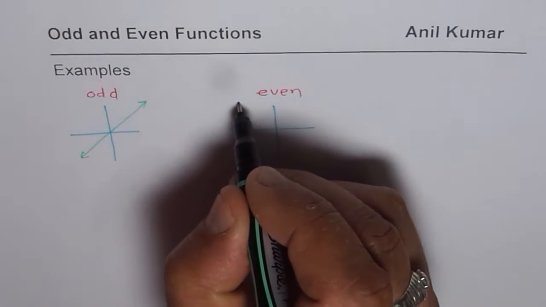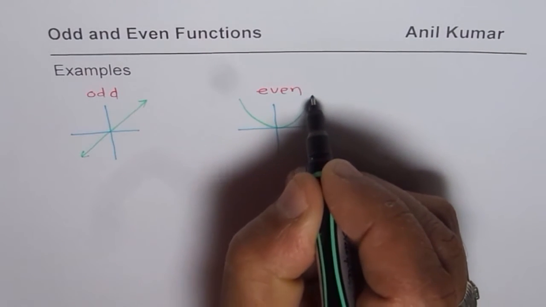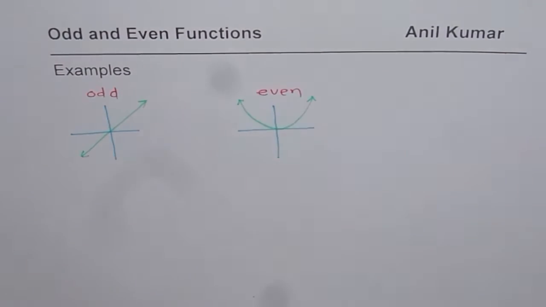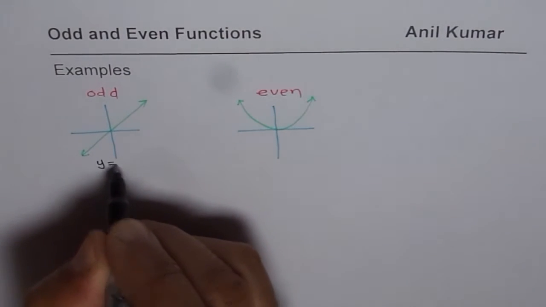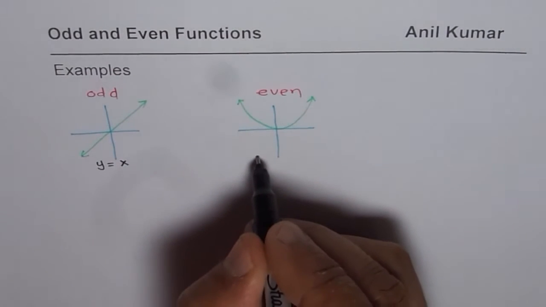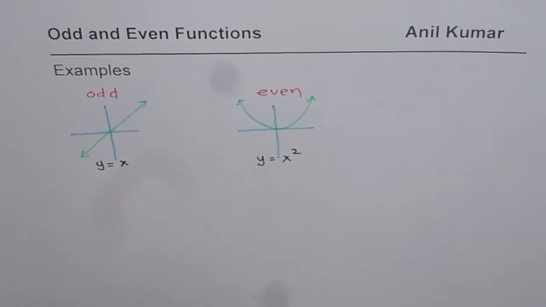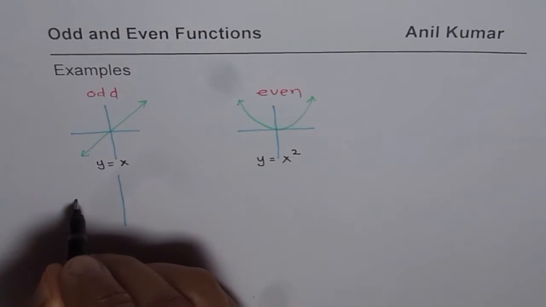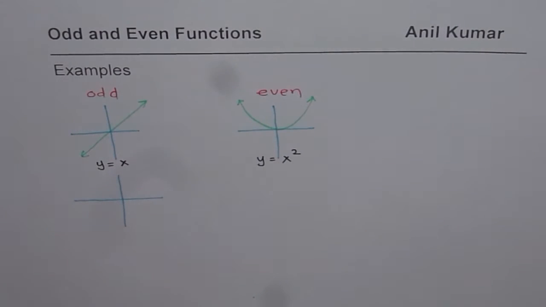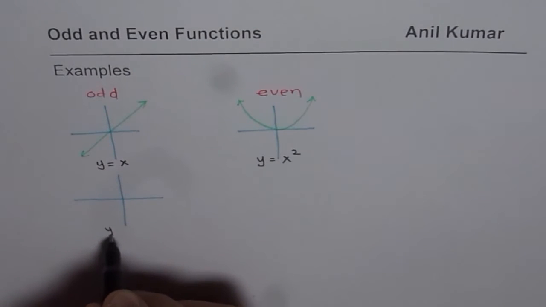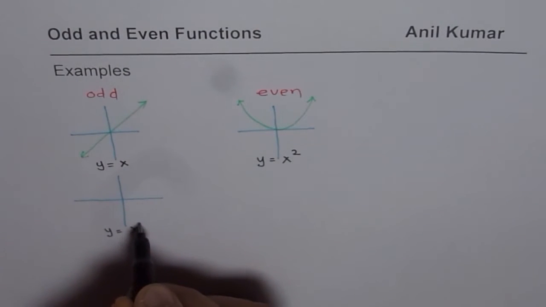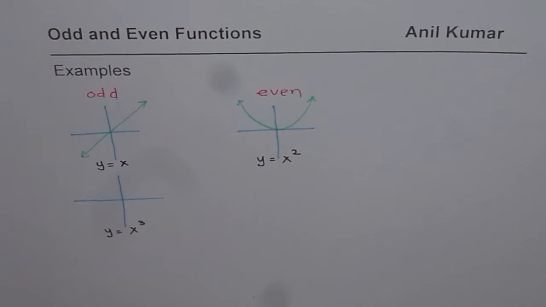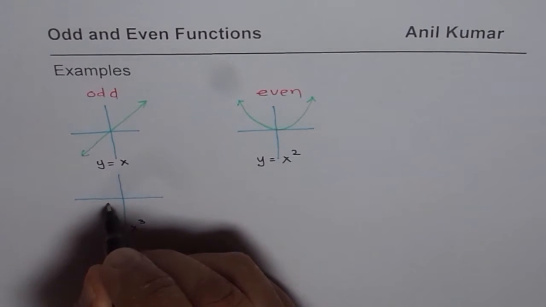Even function, parabola y equals x squared, is an even function, right? So let me also write down the equation for these. So it is y equals x, and this one is y equals x squared. Now there are more examples, and cubic function, which is y equals x cubed, is also an example of an odd function, and the sketch of that is kind of like this.